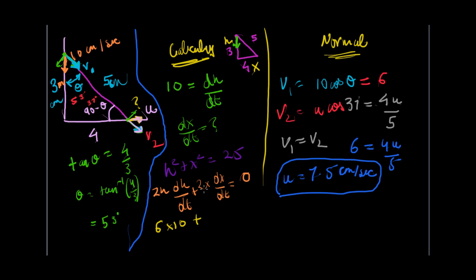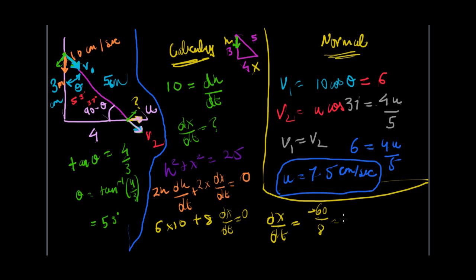Okay, and what is x at this moment? It is 4. 4 times 2 is 8 times dx dt is equal to 0. So if we solve for dx dt here, we will get 6 times 10 is 60. What will I get? I'll get minus 60 by 8, which is minus 30 by 4, which is minus 15 by 2, which is minus 7.5 centimeters per second.